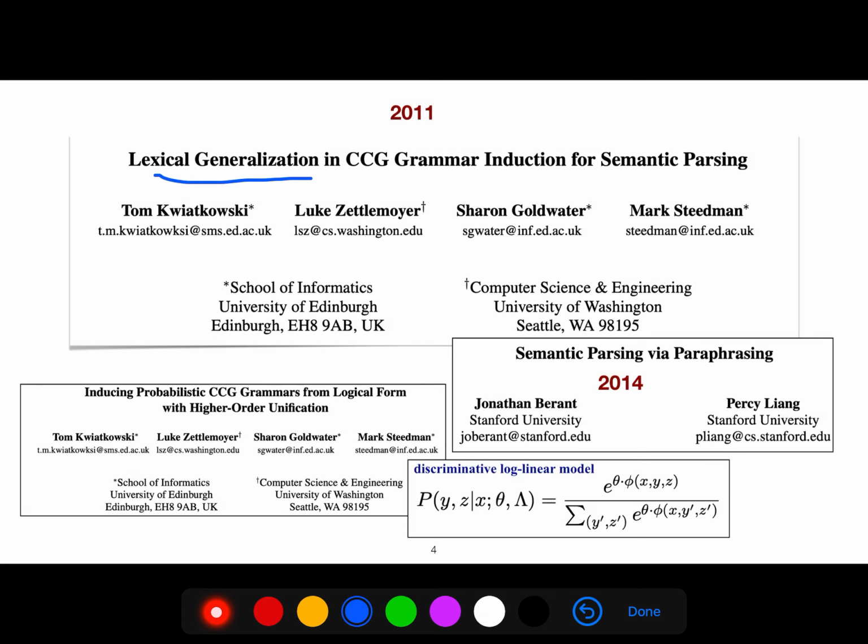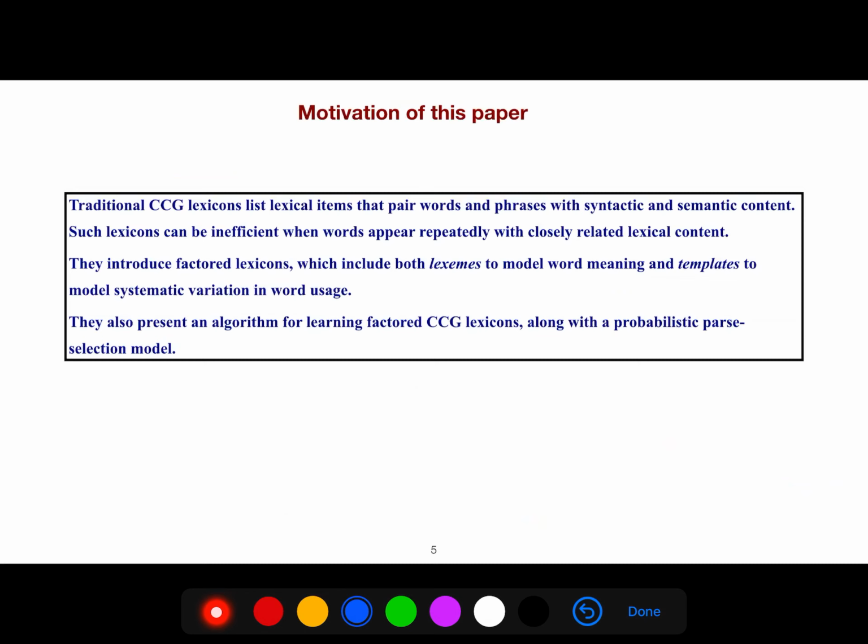Of course, many of these articles use these log linear models, discriminative log linear models. Z here is the logical form. Y is the parse, our parse, because we can have many parses for a given logical form for a sentence X. And so what is the motivation of this paper?